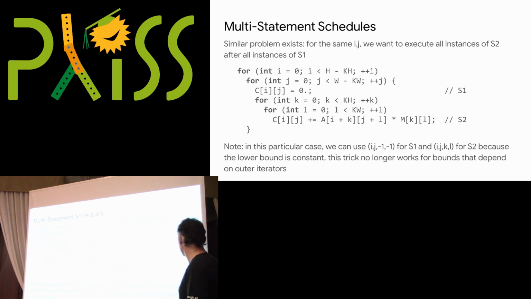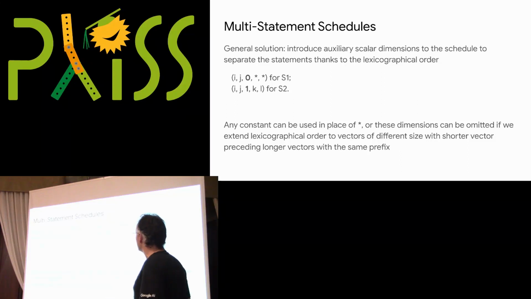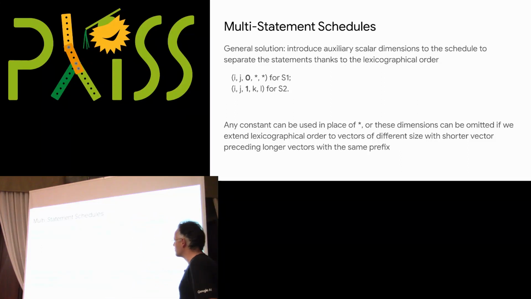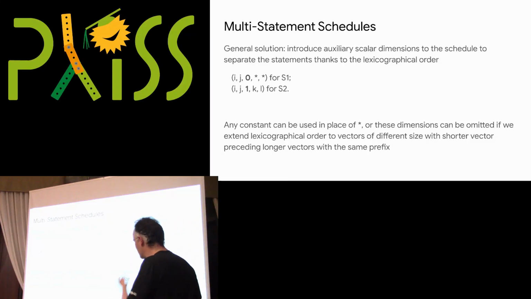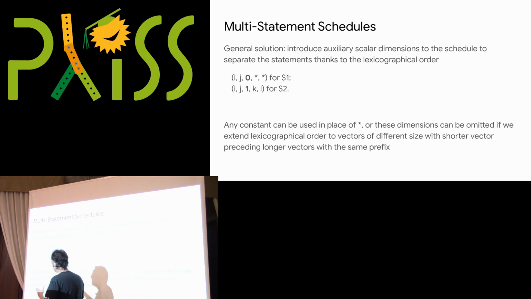So I prefer to skip the bottom thing and go to this slide. This is a trick, more like a convention, that we use to encode those multidimensional logical dates in practice. Again, for this example, instead of counting how many statements there are at a given depth in the loop nest, we introduce additional constant dimensions this way.